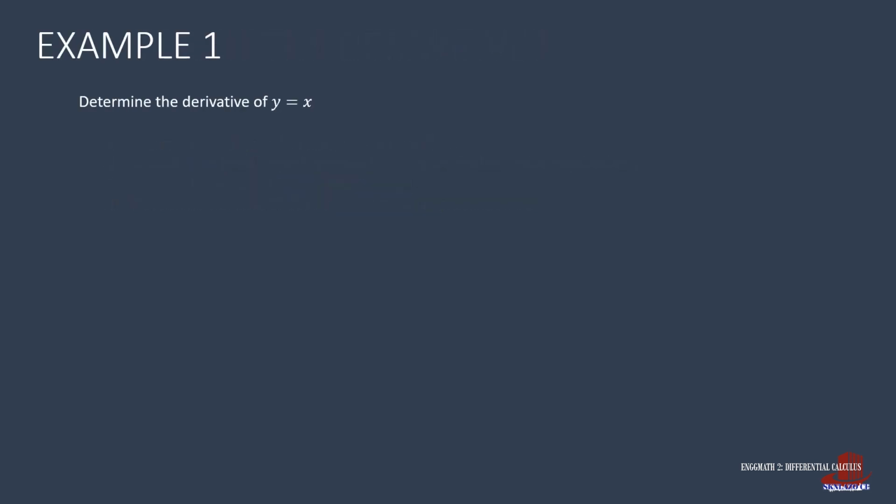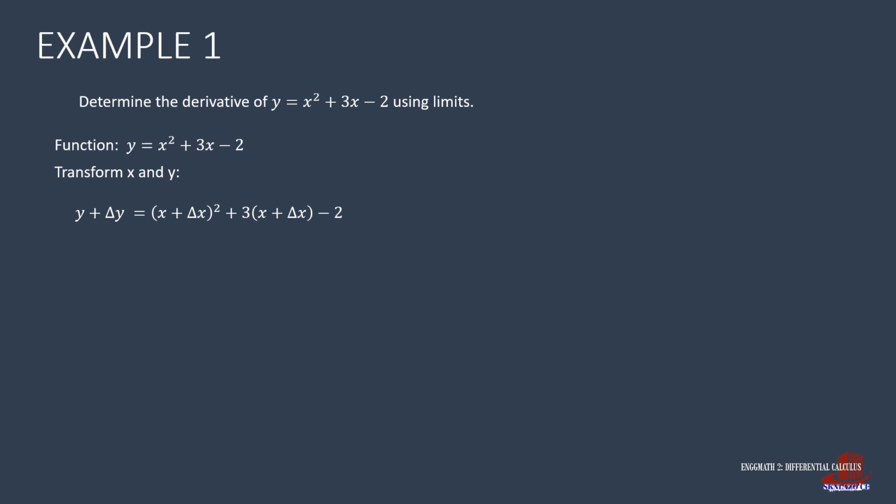Get used to the algorithm through polynomial examples. First, we are to find the derivative of the function y is equal to x squared plus 3x minus 2. The first step is to transform x and y, making the function y plus delta y is equal to the square of x plus delta x plus 3 times the quantity of x plus delta x minus 2.